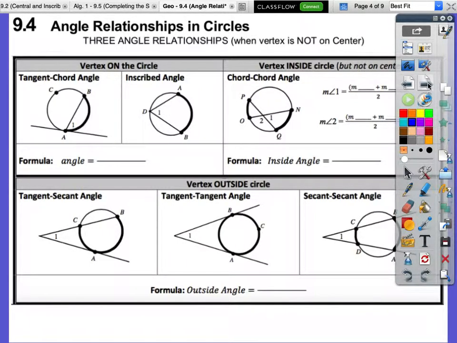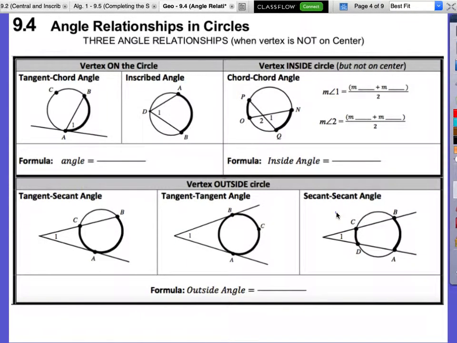Okay. The next three scenarios we're going to talk about are where the vertex is on the circle, inside the circle, and outside the circle. So the first one is when the vertex is on the circle. We had the inscribed angle from before, and we also have where a tangent can intersect with a chord, because this vertex is still on the circle. Either way, the angle is going to be the measure of the arc divided by 2. The inscribed angle part should be review from 9.2.